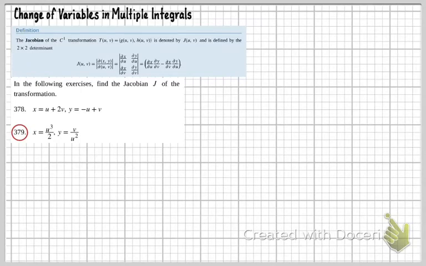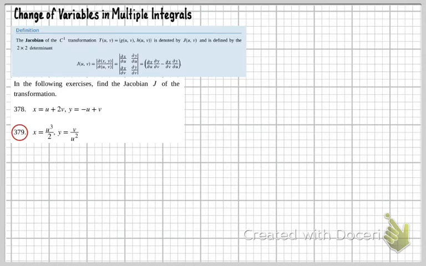The Jacobian of the C1 transformation, T(u,v) = (g(u,v), h(u,v)), is denoted by J(u,v) and is defined by the 2 by 2 determinant. So below here, J(u,v) means Jacobian, and these bars on the side signify that we're doing a determinant. And this is the actual calculation of the determinant here. So look below, it says in the following exercises, find the Jacobian J of the transformation.